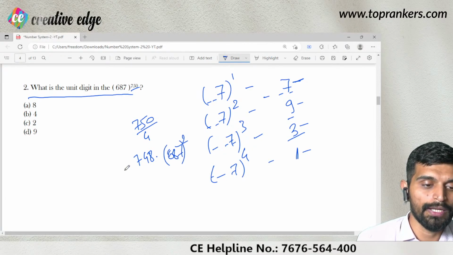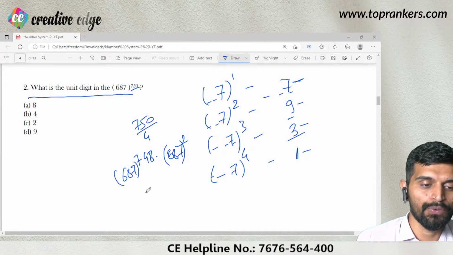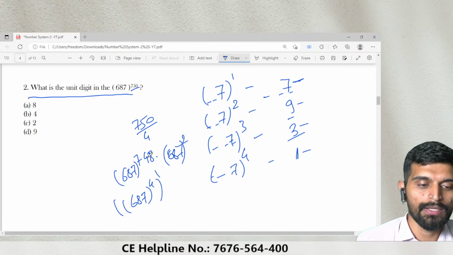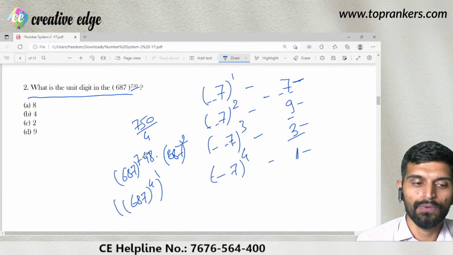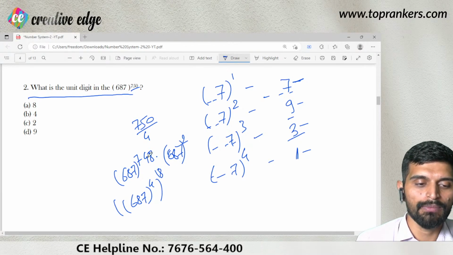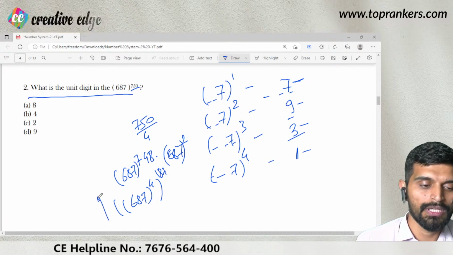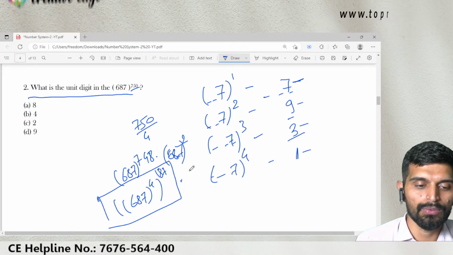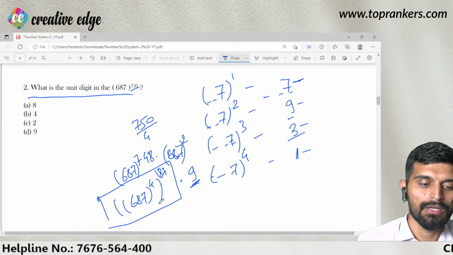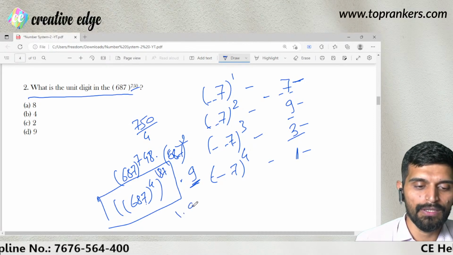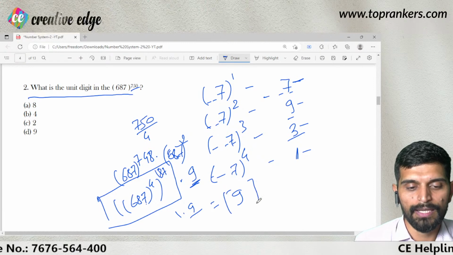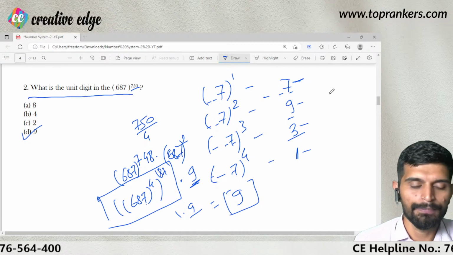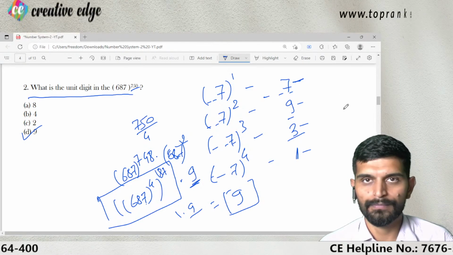So we have 7 to the power 2 and 7 to the power 748. For this many times the cycle gets repeated, and then we'll have 7 to the power 2, that is 49, so the unit digit is 9. For the 748 part, you'll have the unit digit as 1. So 1 into 9 will give us 9. So the result to the given question will be 9. I hope it is clear to you all.